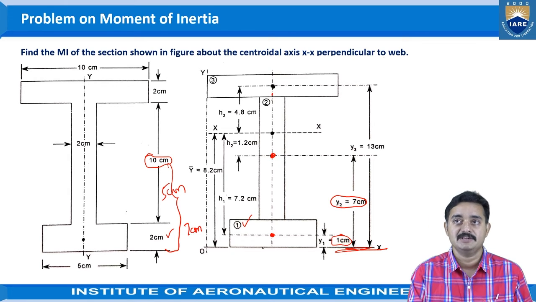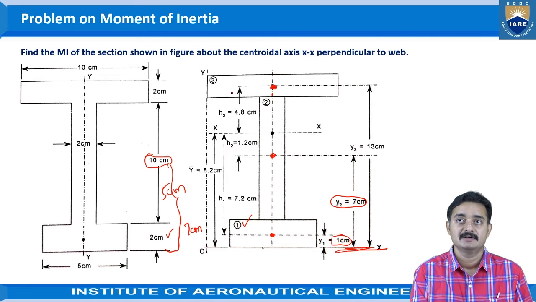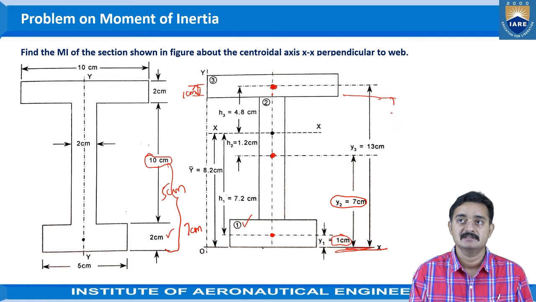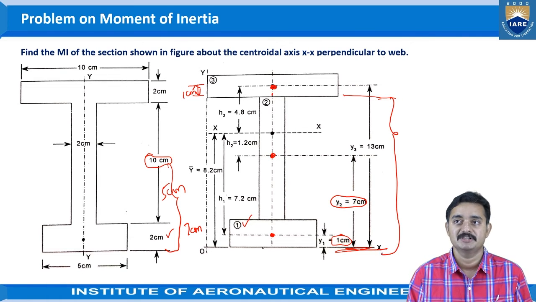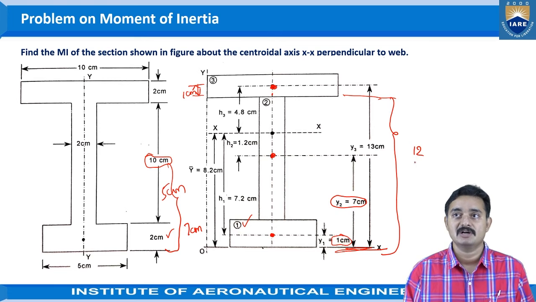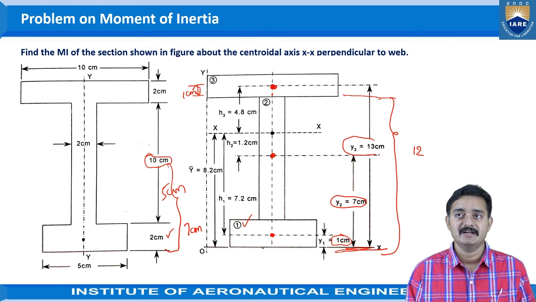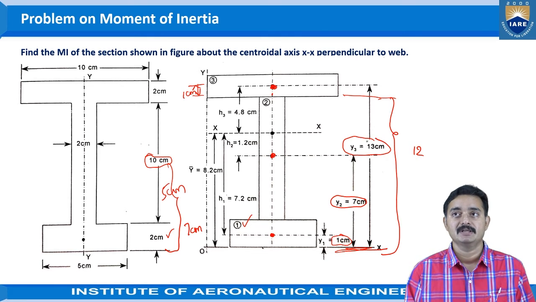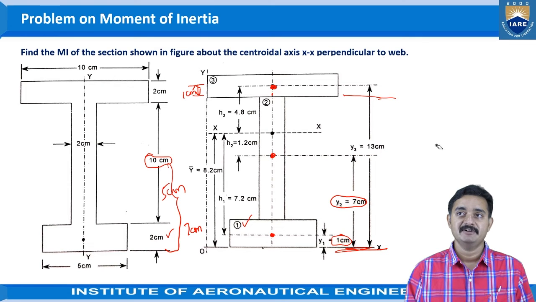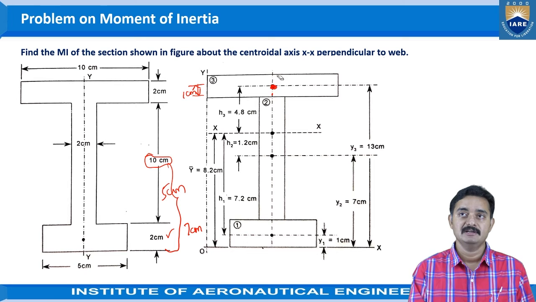Similarly, for the top flange, the centroid is 1 centimeter from its base, and totally from here it is 10 centimeter and 2 centimeter, that is 12 centimeter. So the complete y3 can be obtained as 13 centimeter. In this way we have identified the centroids of the different individual rectangles.